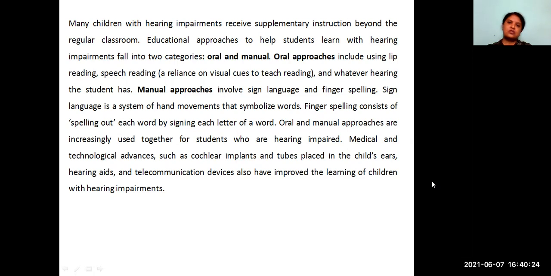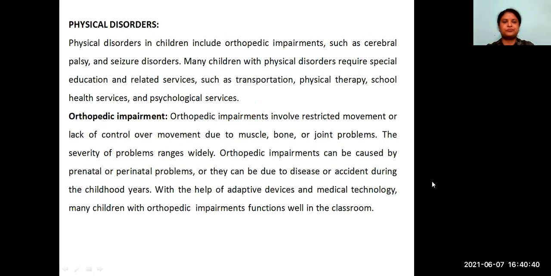So these things also can be used, and even technological advancements have given scope for hearing aids, telecommunication devices, cochlear implants, and all these help the children who do not hear properly to understand what they are learning better.